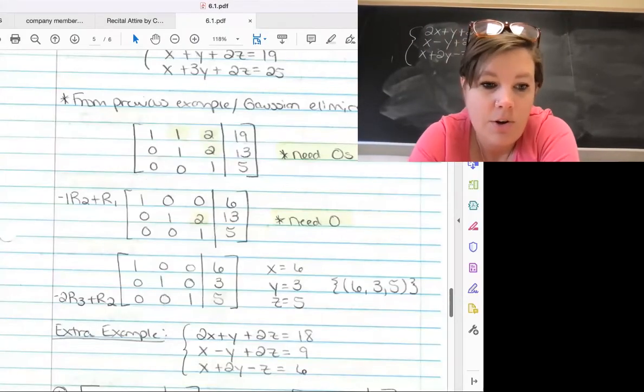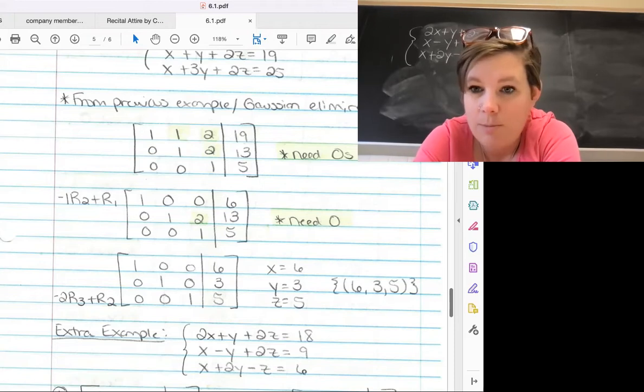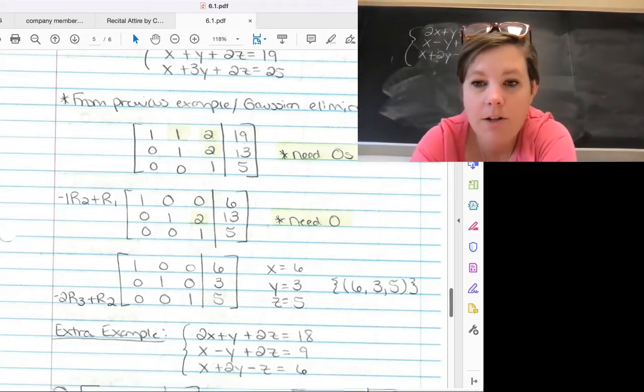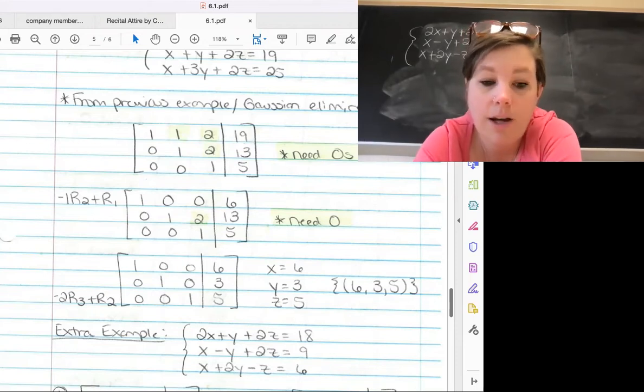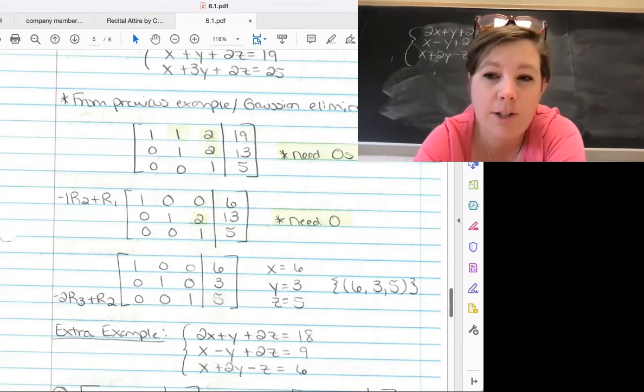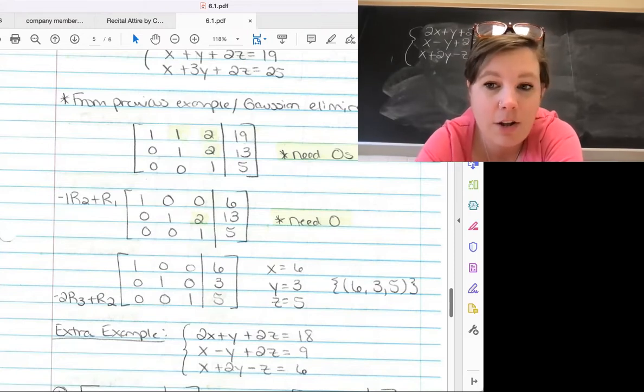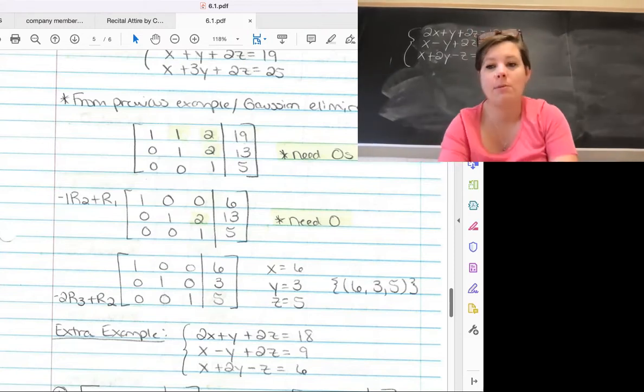Hey guys, so this is going to be an extra example for 6.1. At the bottom of the notes, if you pull up my notes, I show an extra example. And so I wanted to make sure that there was also a video for that if you wanted to actually see another one of these problems worked.